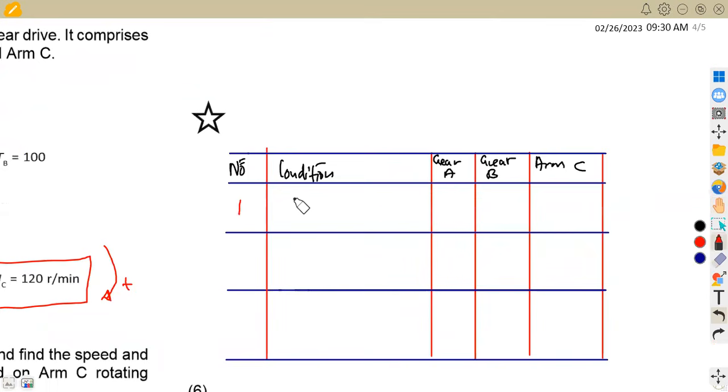So the first one, we are given that C is fixed. So you're going to fix arm C.